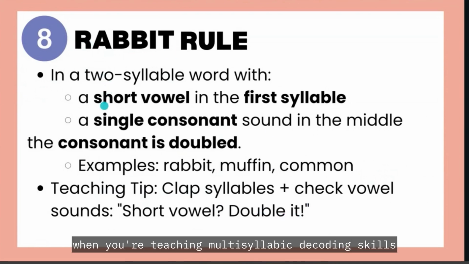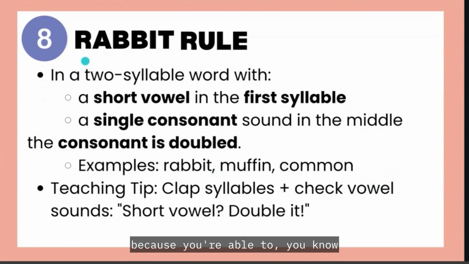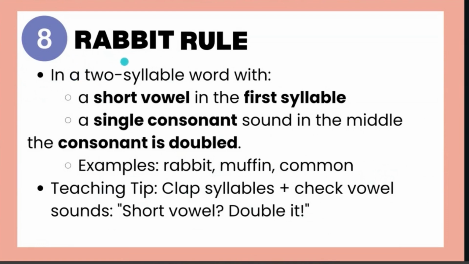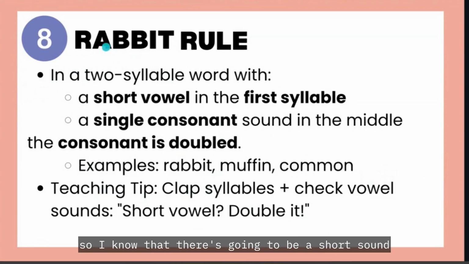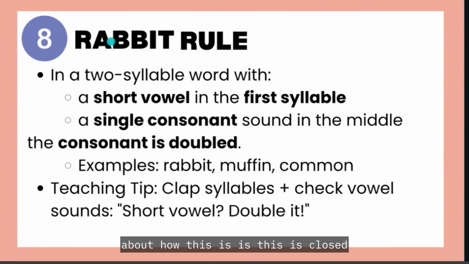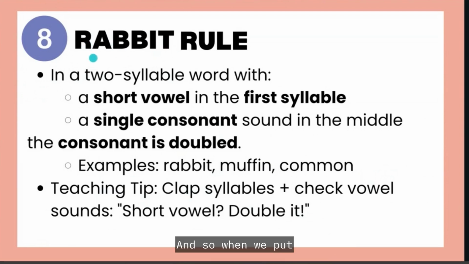And then this also is helpful for when you're teaching multisyllabic decoding skills, because you're able to look at this word and go, okay, well, I see two consonants, so I know that there's going to be a short sound. And you talk about the syllable types, about how this is closed, and then this is also a closed syllable. And so when we put that together, we have two closed syllables, rabbit.